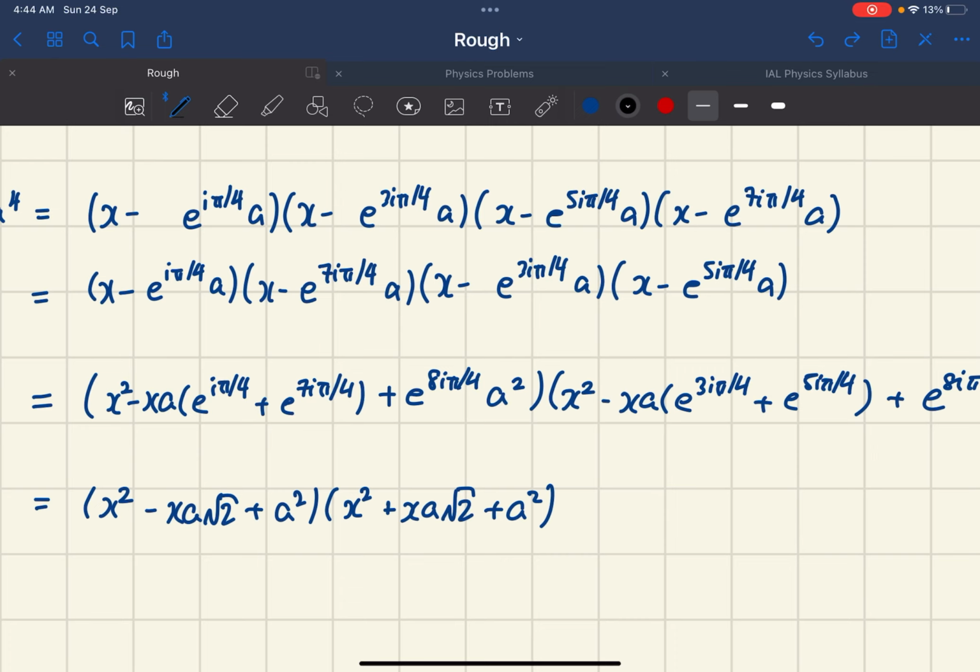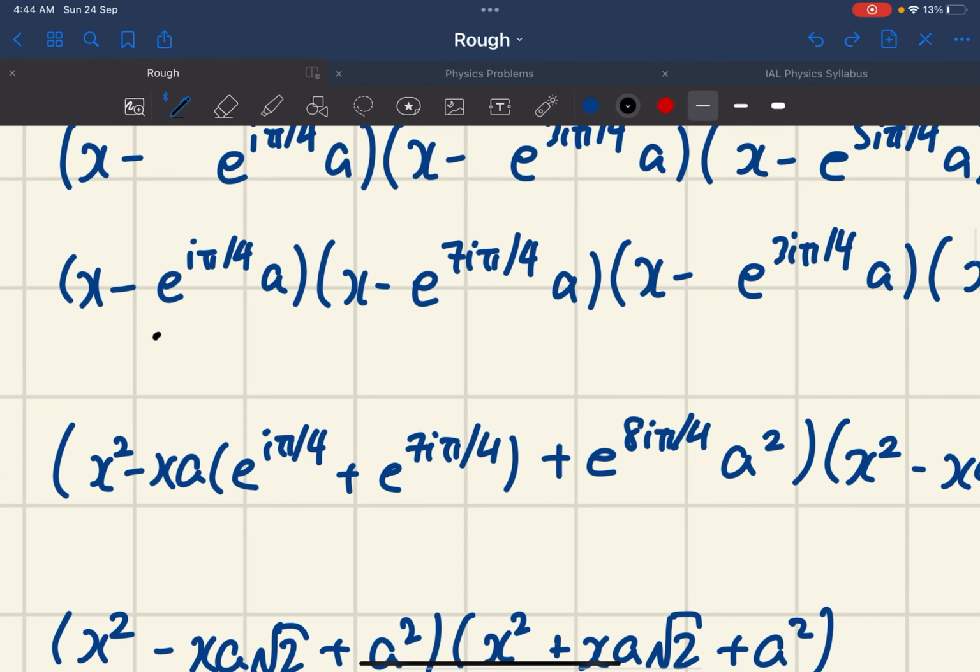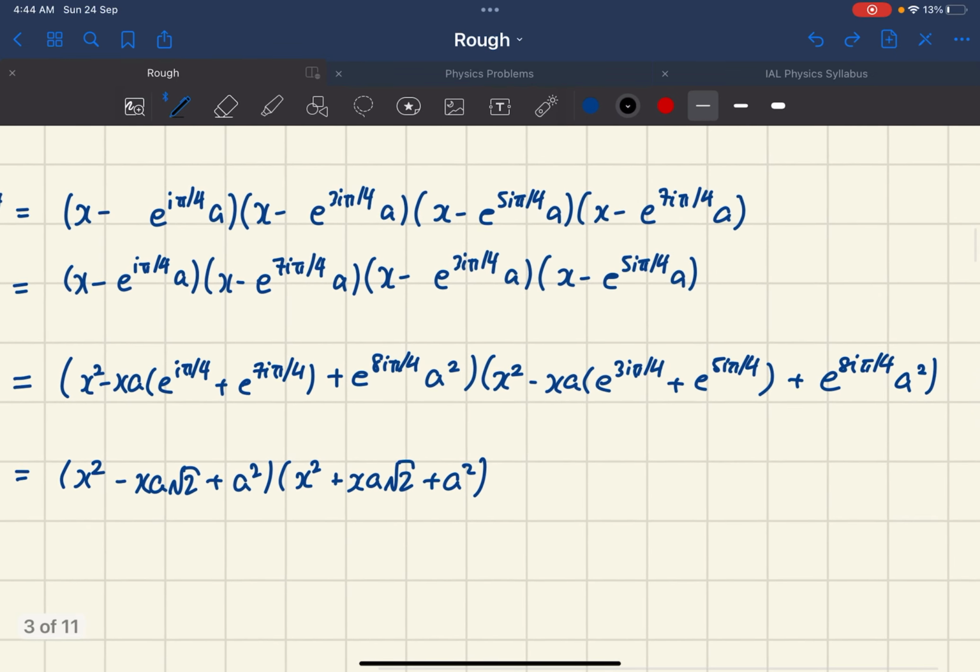But this isn't complex numbers. Why not we get them in real coefficients? So we move the factors around a bit, because this and this, they are complex conjugates. And then we multiply them together. Let's get this first, and then we multiply into here.